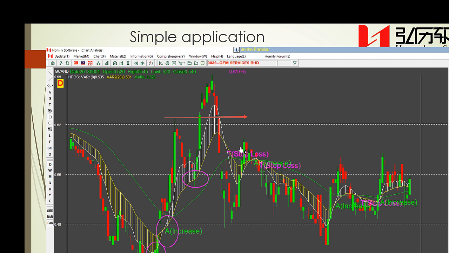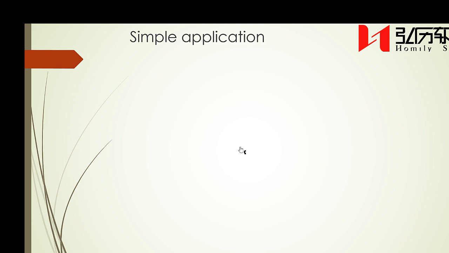And then we can see here it didn't hit a new low, and then it keeps rising and then upward crosses the white line. So this is a signal, a good signal. So we should wait until it can upward cross the yellow line also.